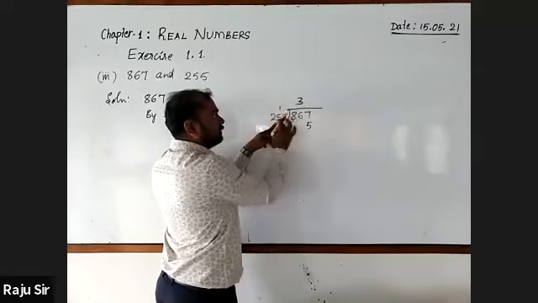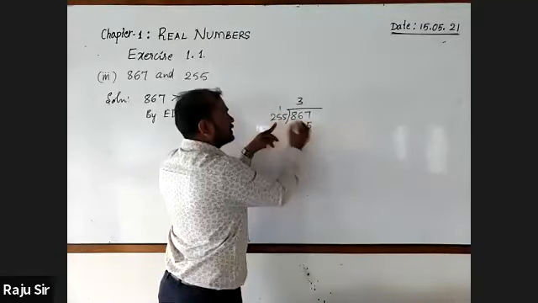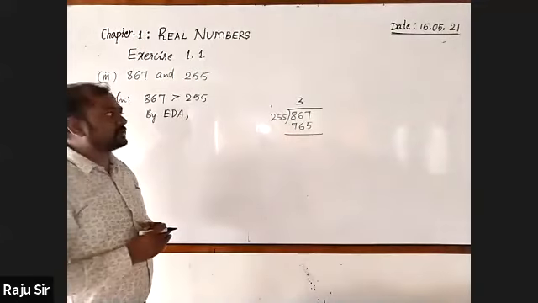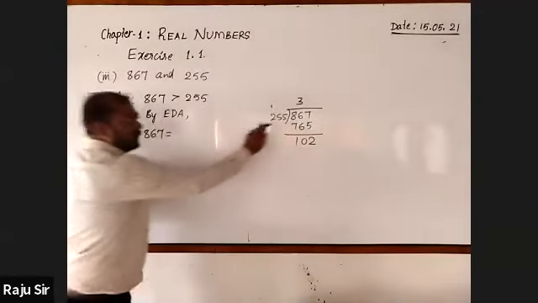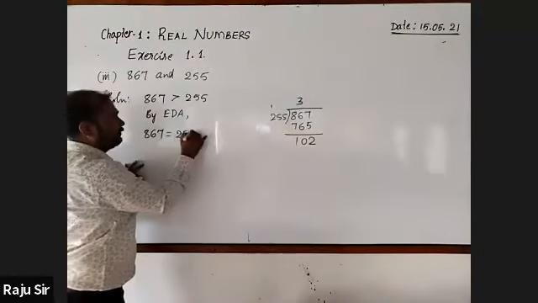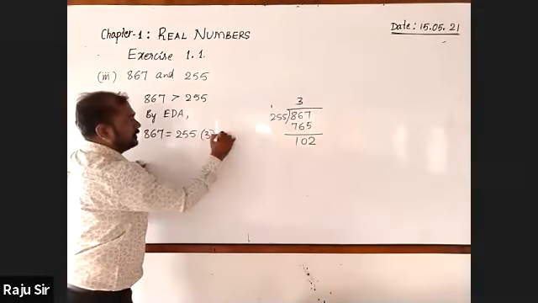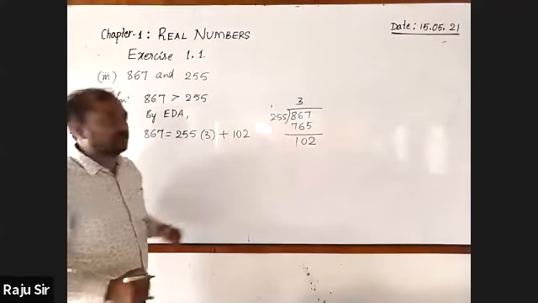Hence, you can go for 3s. So 3 5s are 15, carry 1. 3 5s are 15 plus 1, 16. Carry 1. 3 2s are 6 plus 1 is 7. 867 minus 765 is 102, sir. 867 is equal to 255 into 3 plus 102. Remainder is not equal to 0. Hence, it can be continued.